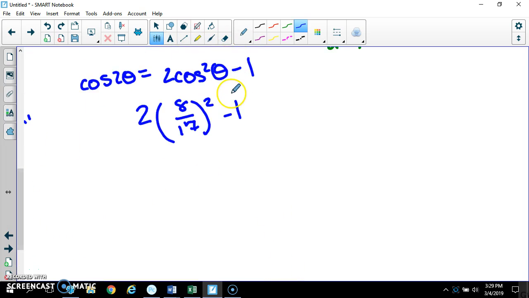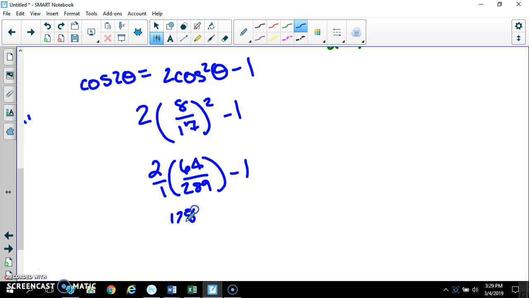So now order of operations says I square first. So I've got 2 times 64 over 17 squared, which is 289, minus 1. Now I've got to multiply. Order of operations says I multiply, so I'm going to go straight across. 2 times 64 is going to get me 128 over 289. And I'm going to subtract 1.